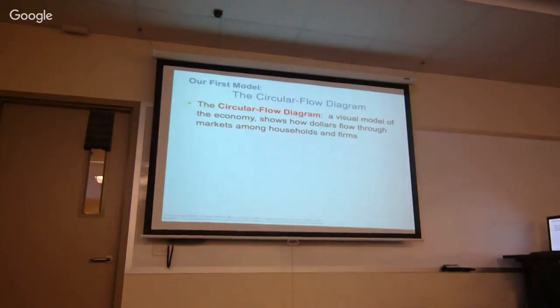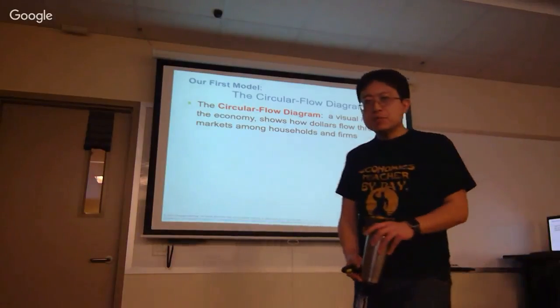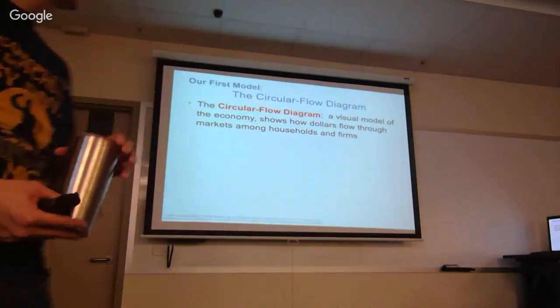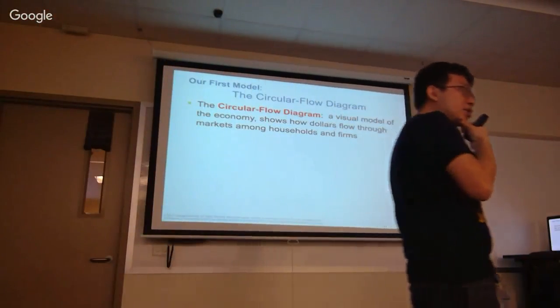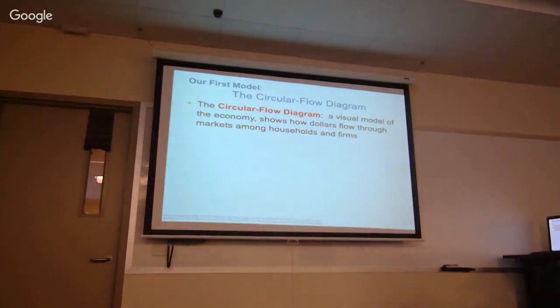So the first model is called a circular flow diagram. It shows you how resources and money flow in the economy. For this diagram, it's gonna be a very simple model. So as long as you know what this model looks like, you'll be fine. There's not that much information to the model. For this simple model, we're gonna have two actors, the two parties. The two actors are household and firm.